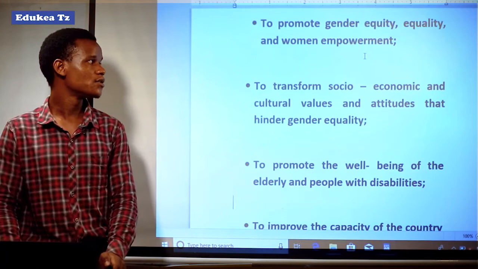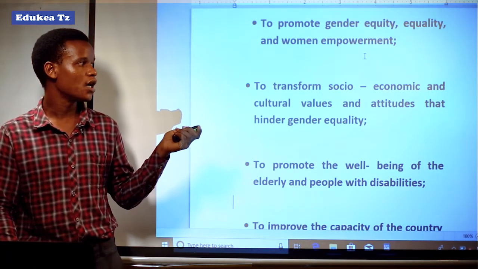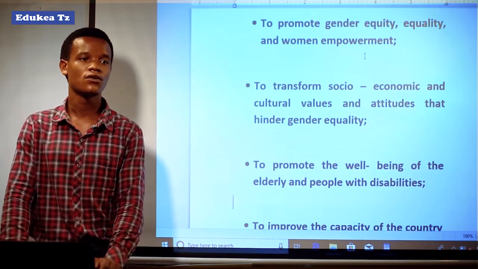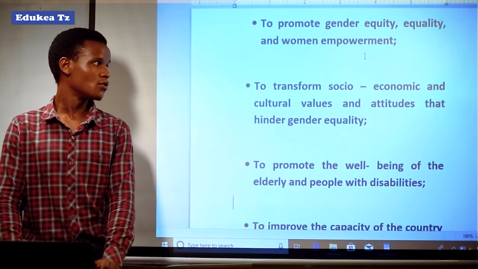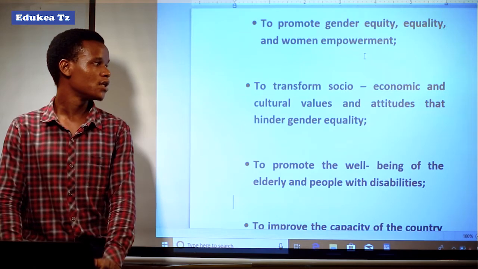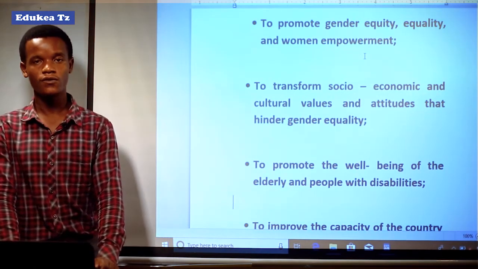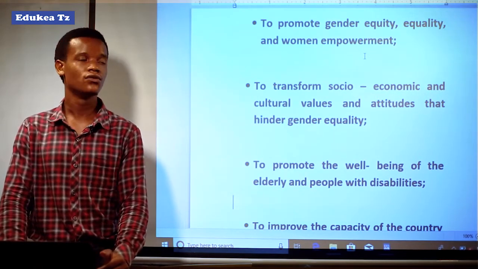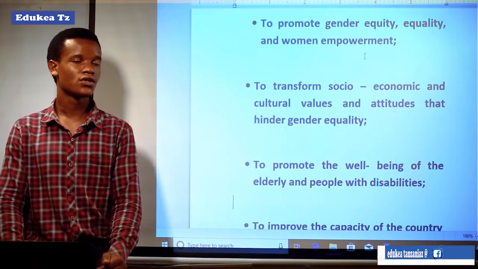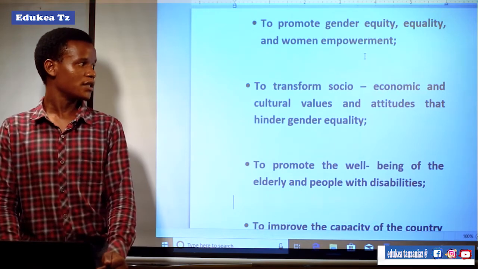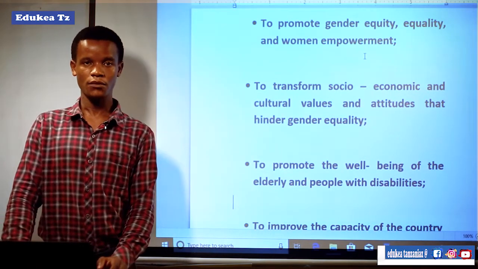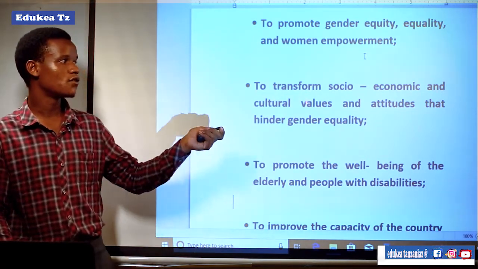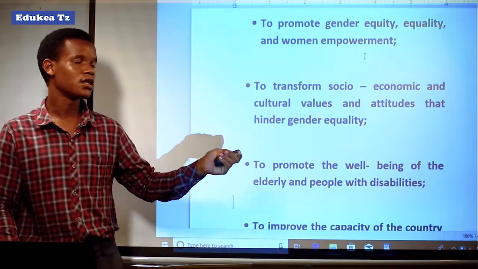Another objective of those policies is to transform socio-economic and cultural values and attitudes that hinder gender equality, to ensure that social, economic and cultural values are considered. Another objective of establishing this policy is to transform those social and economic cultural values and attitudes that hinder gender equality. Those attitudes or cultural values tend to be eliminated since they hinder gender equality. So another objective of this policy is to transform social, economic and cultural values and attitudes that hinder gender equality.